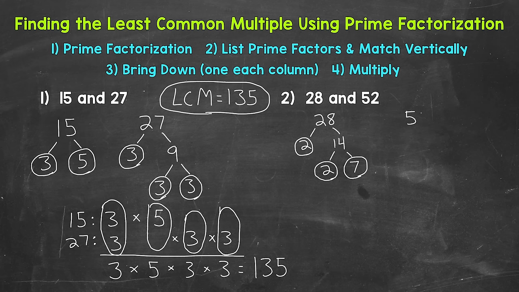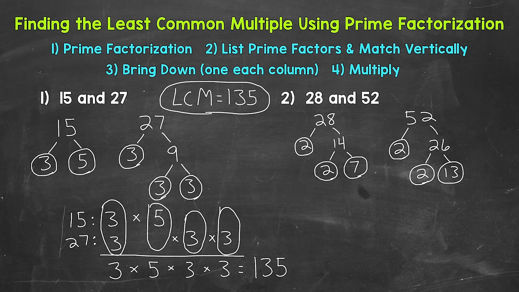Now we need the prime factorization of 52. Let's start with the factors of 2 and 26. 2 times 26 equals 52. So 2 and 26 are factors of 52. 2 is prime, so we are done there. 26, we can break that down. 2 times 13 equals 26. So 2 and 13 are factors of 26. 2 is prime, so we are done there. And 13 is prime as well, so we are done there. And that's the prime factorization of 52. We can't break that down any further.